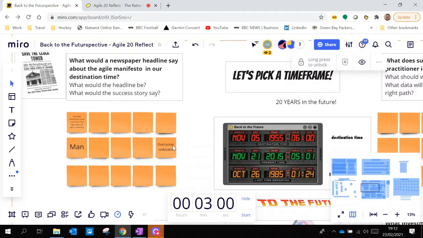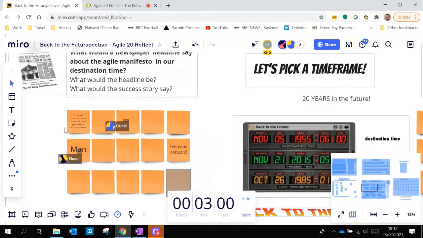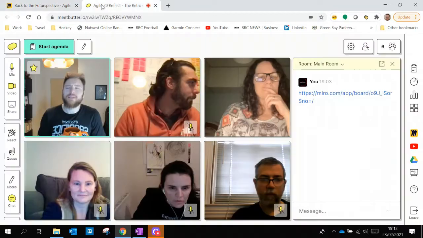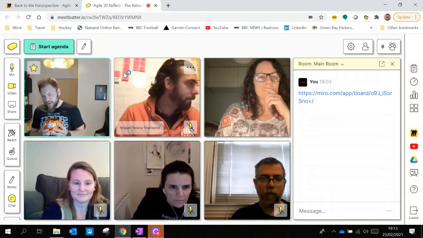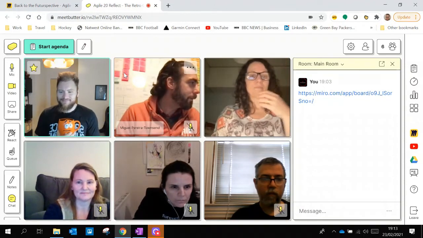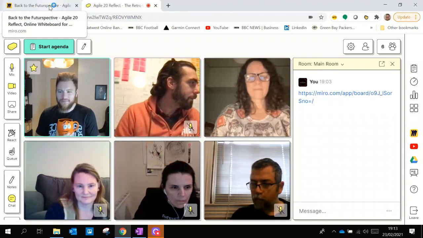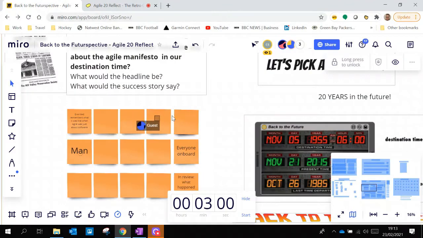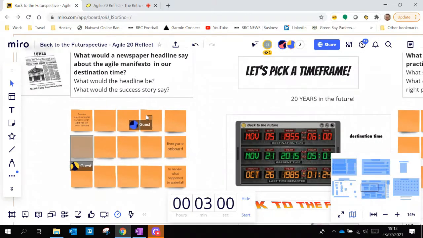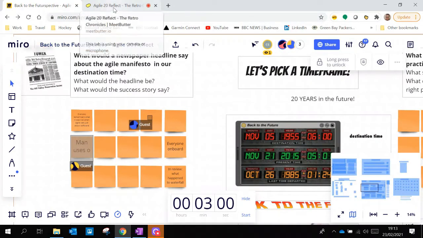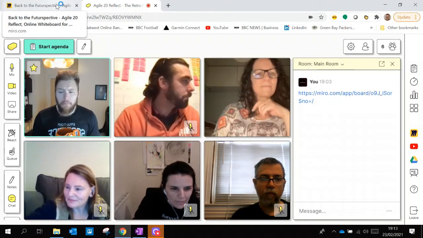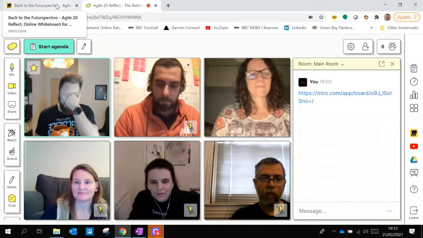So I can see some people have started to type things down. Got people saying everyone's on board. Granddad remembers what it was like when Agile was just about software. Imagine a scenario where someone says, come sit on my knee, kid, I'm going to talk to you about the Agile Manifesto for software development. What happens to waterfall? Will waterfall be a distant memory? Let's hope so.